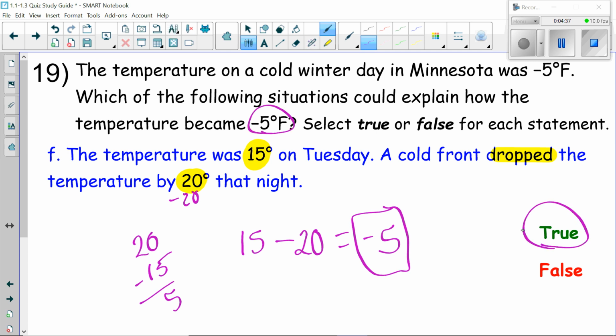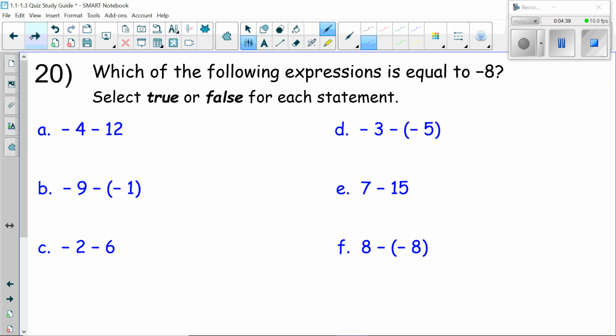Okay, question 20. We're looking for examples or expressions that total a -8. So we'll select true or false for each one of these. The song: same signs add and keep, different signs subtract. Keep the sign of the larger value, then you'll be exact.